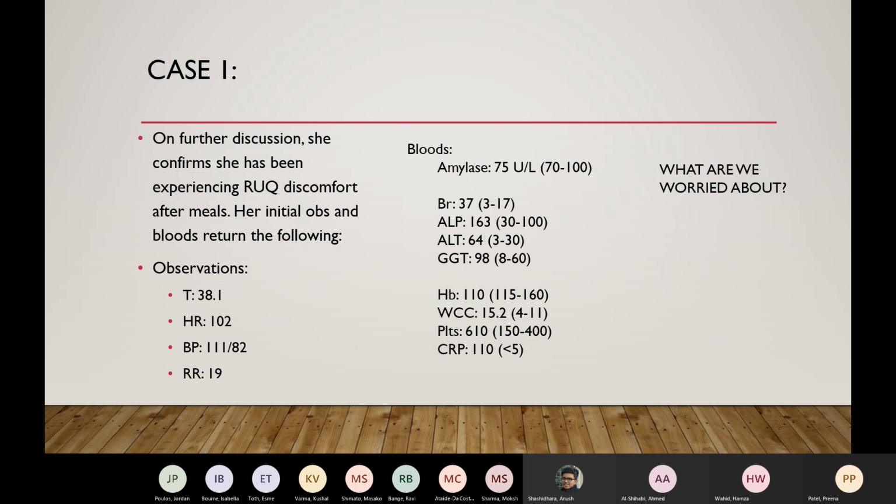Okay, so she has been experiencing some right upper quadrant pain after meals. It all sounds very colicky. We're worried about gallstones, so we do some observations and blood tests. So here are her observations. Her temperature's 38.1, heart rate's 102, blood pressure's that, respiratory rate's 19. So without even looking at the blood pressure or blood tests yet, what about her observations is concerning you? I specifically haven't given you normal ranges for her observations. Is there anything abnormal in her observations?